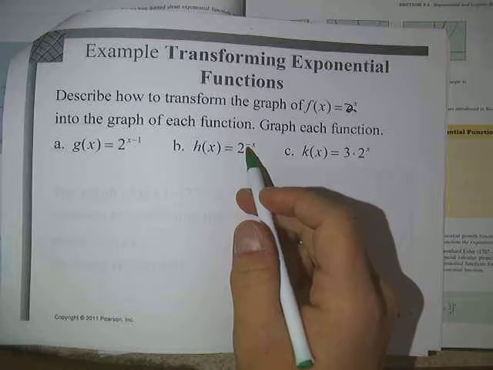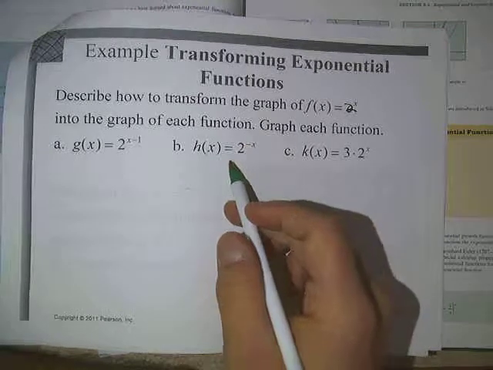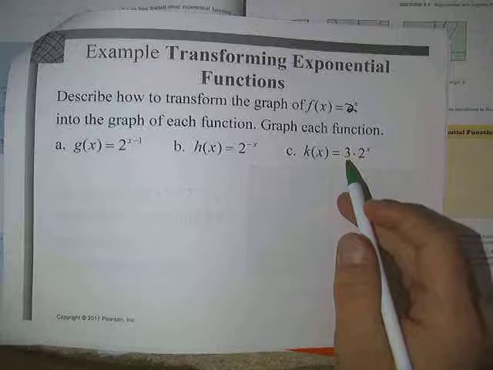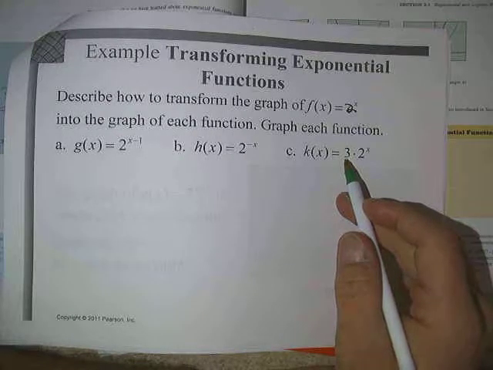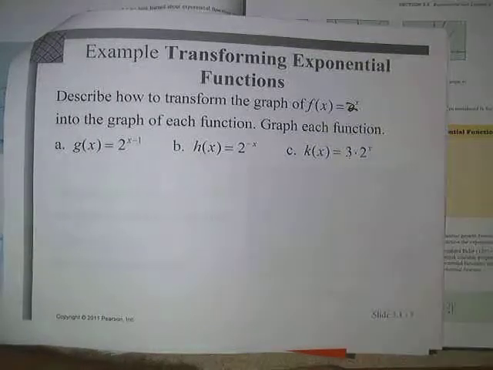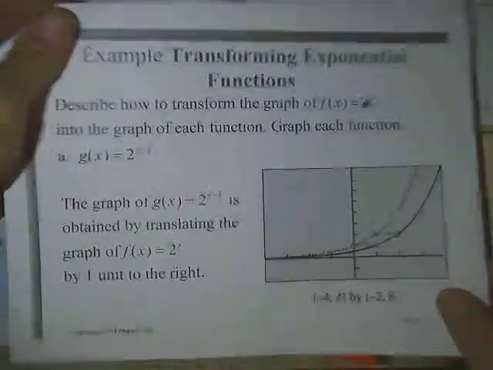If I were to put a negative x instead of x, that's going to create a reflection over the y-axis, which we saw because we know that this is the same as 1/2 to the x. And then multiplying the whole thing by 3 is going to create a vertical stretch, just like it did on our other types of problems, mainly polynomials that we've dealt with. So just a quick look at some pictures here.